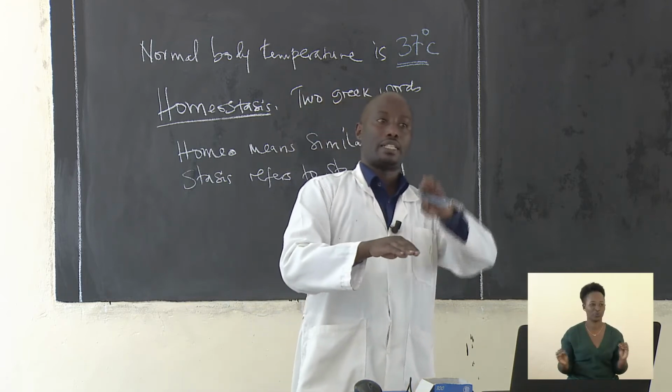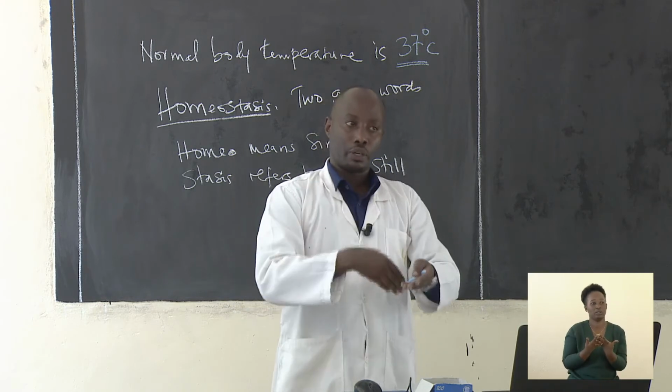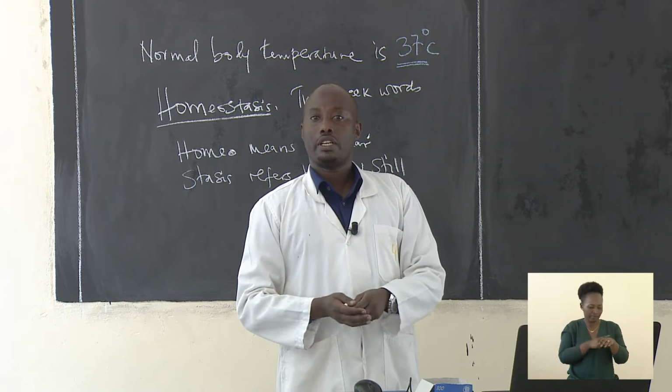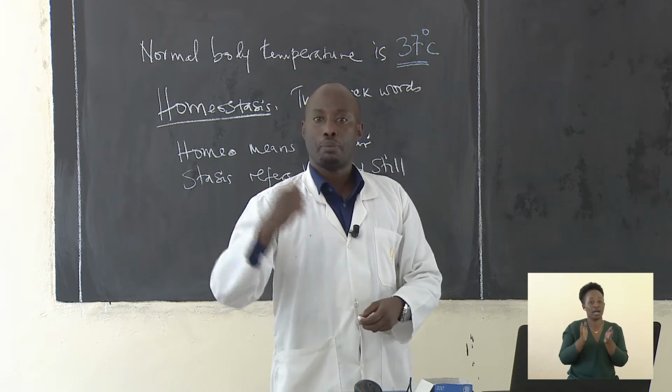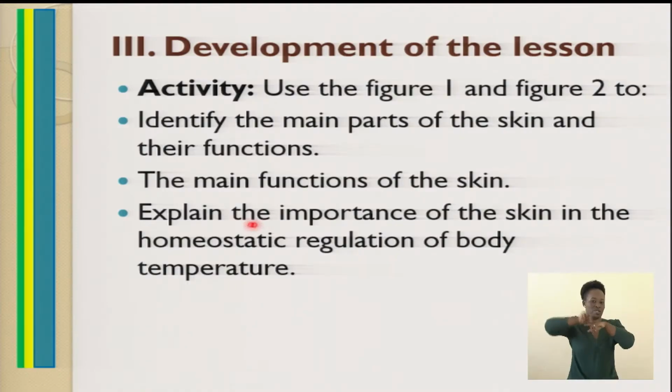Once the body temperature is raised, the skin tries by all means to lower it. And once the temperature is very low, the skin does the function of raising up the body temperature. I think you're understanding what I'm talking about. So that's what I talked about, explaining the importance of the skin in homeostatic regulation of body temperature.